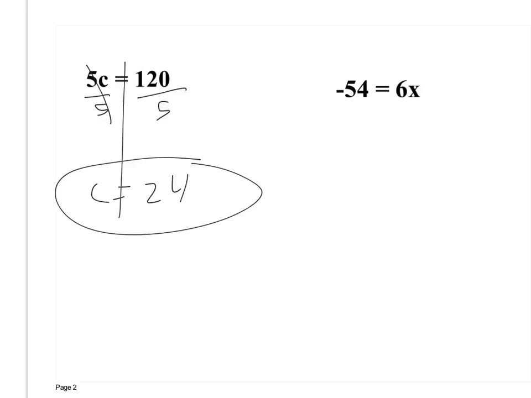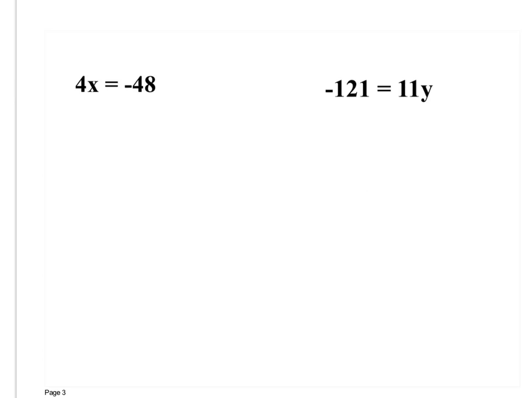I look at what's being done to x. I want to get it by itself, so I undo what's being done. So if I'm timesing it by 6, I divide by 6. The 6 is canceled. X is left by itself, so now I just work out negative 54 divided by 6. Alan? It is negative 9. Good. 4x equals negative 48, so I divide by 4.